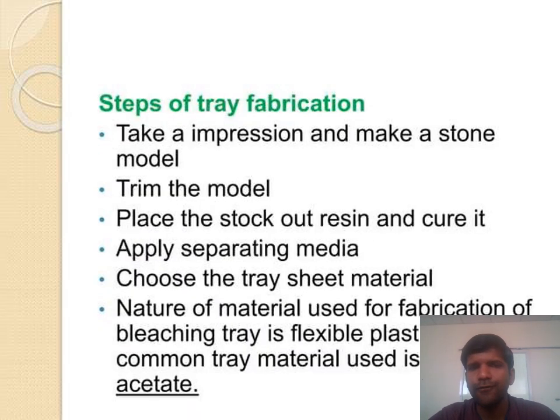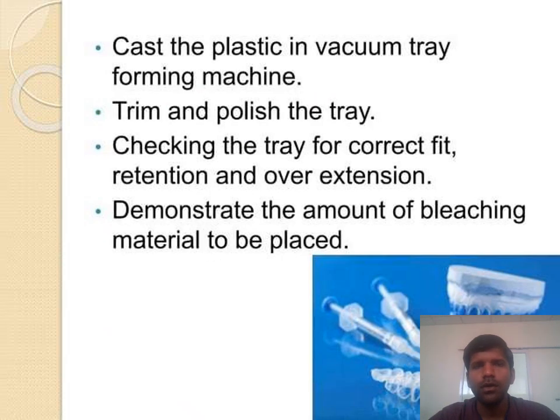So the steps of tray fabrication for the home bleaching technique are: take an impression and make a stone model, trim the model, place the spacer resin and cure it, apply separating media, choose the tray sheet material. The material used for fabrication of the bleaching tray is flexible, and the common tray material used is acetate. Cast the plastic in a vacuum tray forming machine, and trim and polish the tray. Check the tray for correct fit, retention, and overextension.